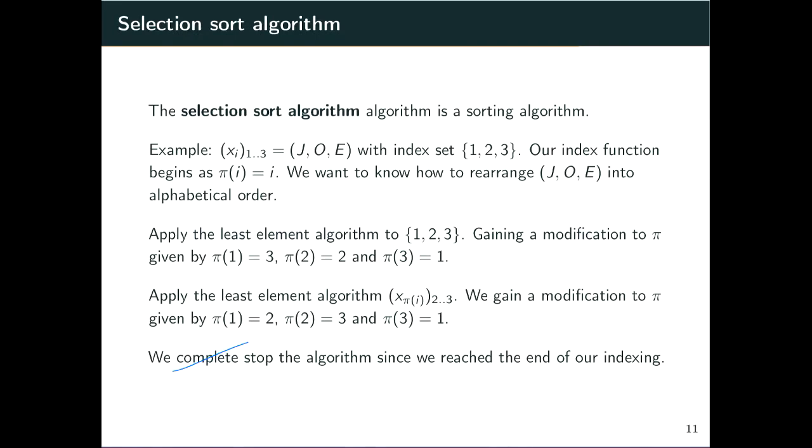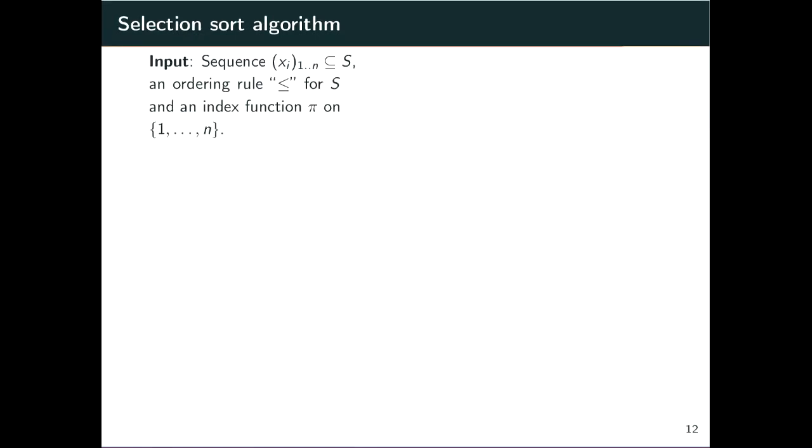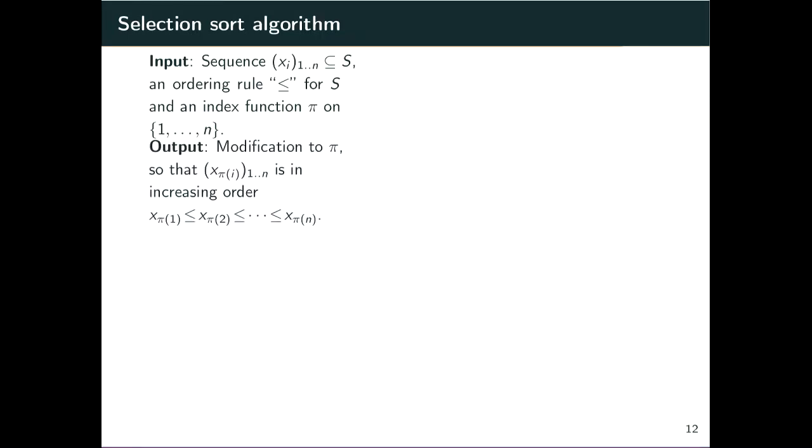And now we'll work through the pseudocode. And the pseudocode in this case is a little bit easier, I think, because we've set up this least element algorithm nicely. So our input is going to be our sequence with our ordering rule, and we're going to have an index function pi, and it starts as just mapping things to themselves. And then our output is going to be a modification to pi, so changing this permutation so that everything is in a nice increasing order after we apply pi to the indexes.